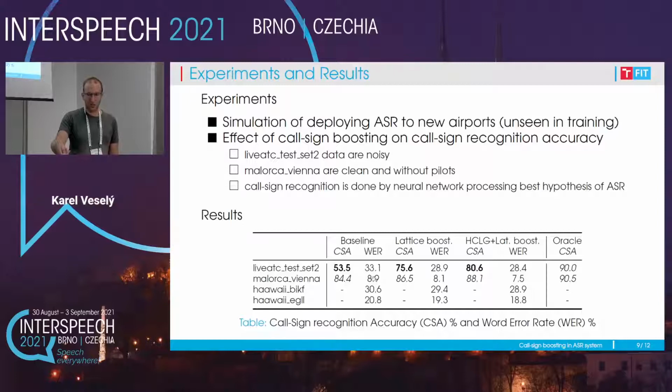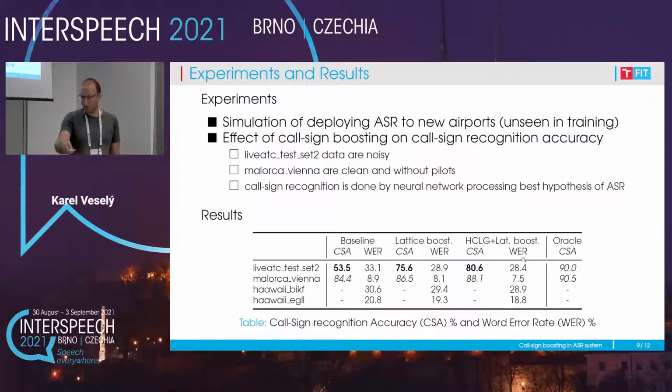So the initial word error rate was 33.1, and just by boosting call signs, the overall word error rate of the whole set improves quite a lot to 28.9 by lattice boosting. Or if we do the HCLG plus lattice boosting, we get some 0.5% better result than before. But more interestingly, in the call sign recognition, the scores improve quite a lot. Before we had like 53% accuracy, and just by lattice boosting it improves to 75. And if we include also the HCLG, it further jumps to 80%, which is approaching our Oracle call sign accuracy that we have.